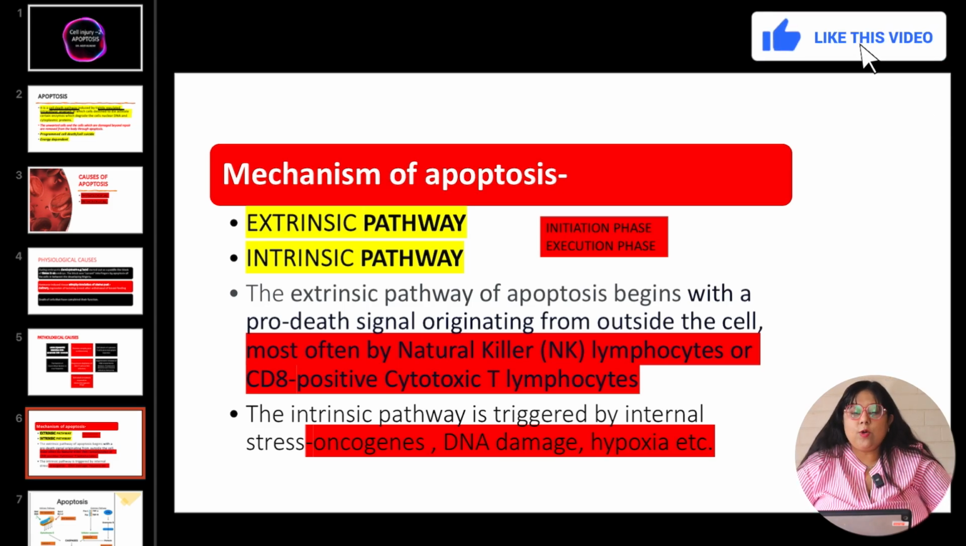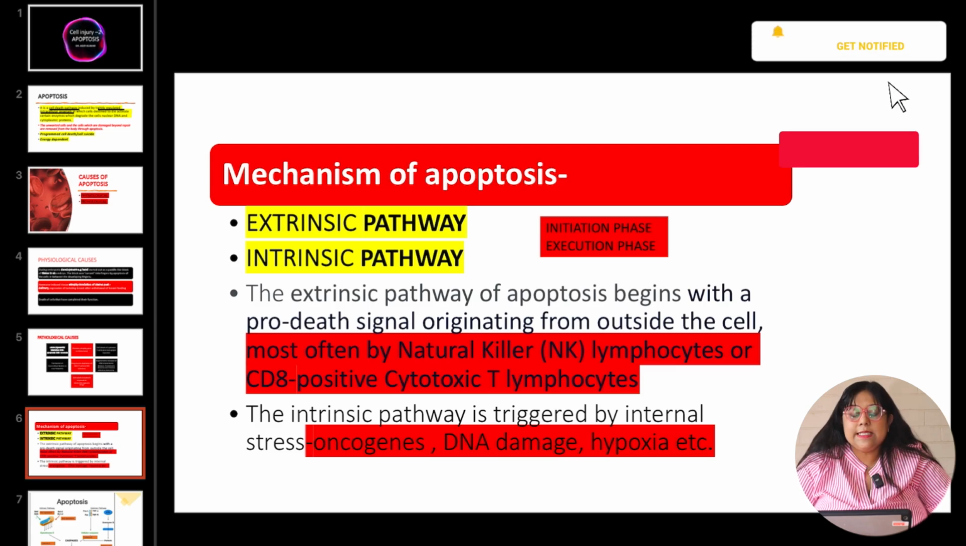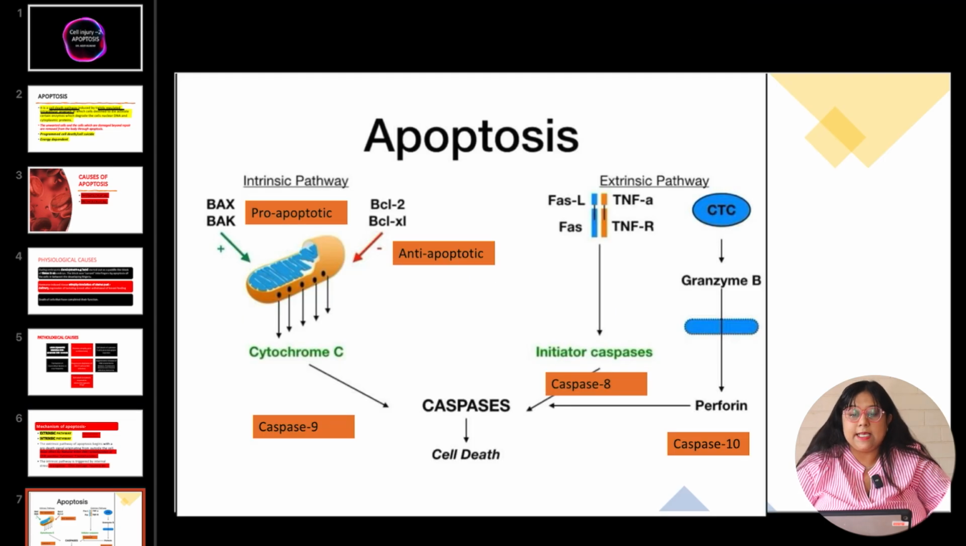Let me give you an overview of the intrinsic pathway. As you can see in this slide, there are two sets of proteins, the pro-apoptotic proteins and the anti-apoptotic proteins. Anti-apoptotic proteins are BCL2 and BCL-XL, and the pro-apoptotic proteins are BAX and BAK. So, whenever there is a disbalance between these proteins, for example, when BCL2 and BCL-XL are blocked and there is activation of BAX and BAK, there is the phenomenon of apoptosis.